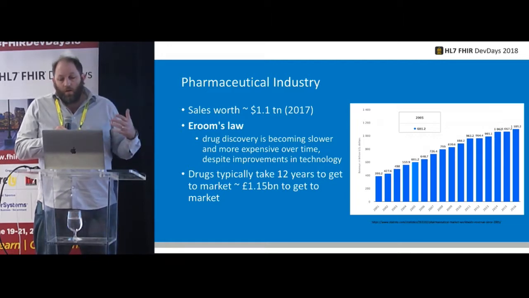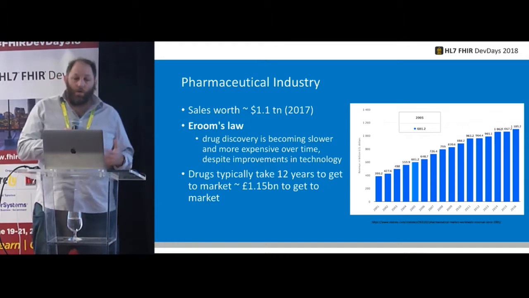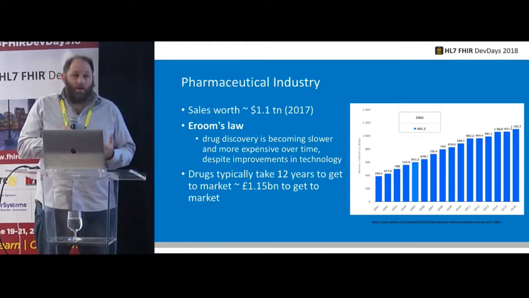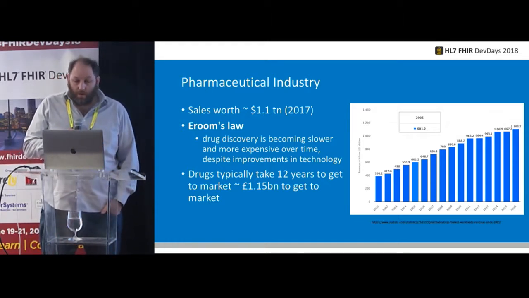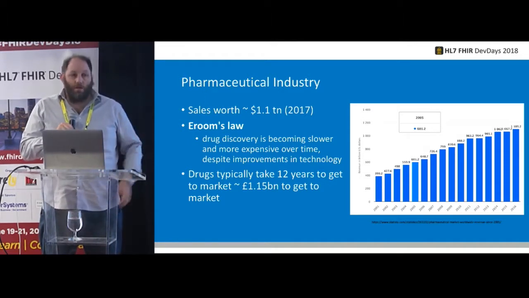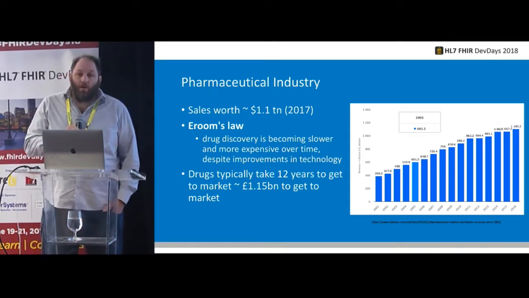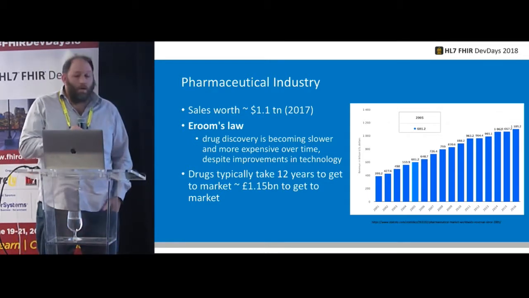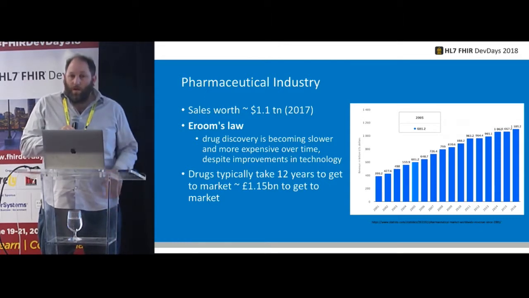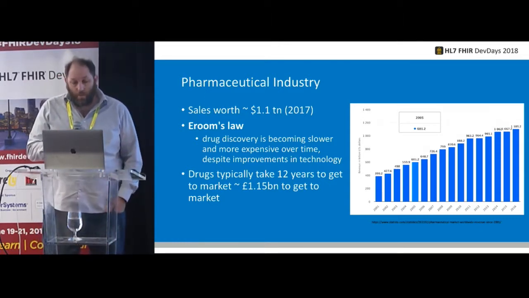So it's a lot harder to actually work out what these drugs do, because the targets themselves are much more sophisticated. So there's an estimate, and this obviously goes up and down depending on who you're talking to, but they reckon it takes about 12 years to get to market, or around 1.15 billion pounds. So that's obviously in sterling.